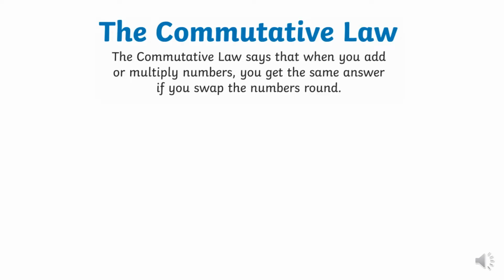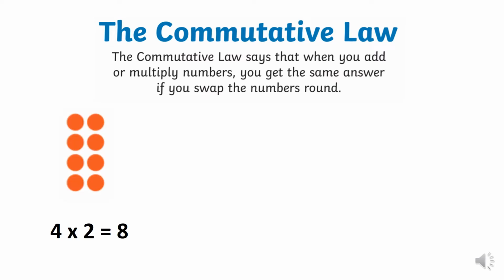We've been learning about a special star word this week. Can you remember what it is? It's the word commutative. Can you remember what commutative means? So in maths, we have a special rule called the commutative law that tells us that when we add or multiply numbers, we get the same answer even if we swap around the first two numbers in the number sentence.